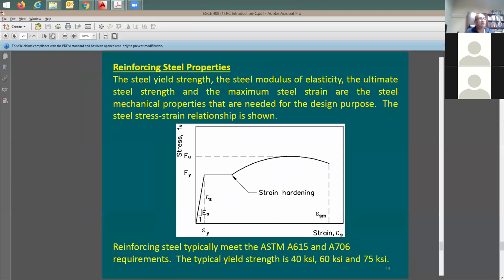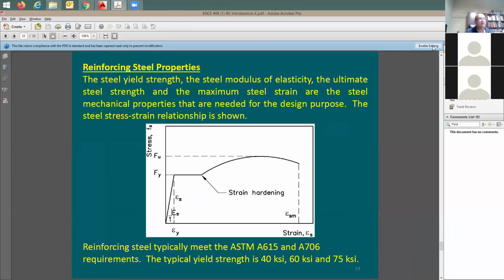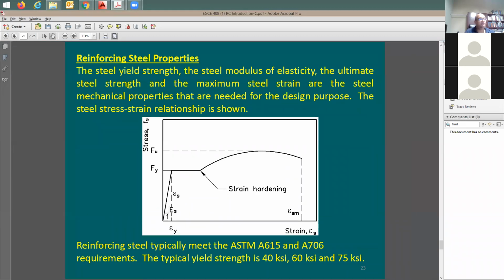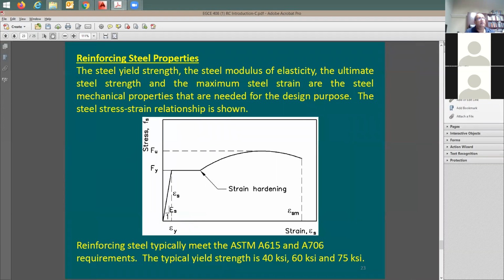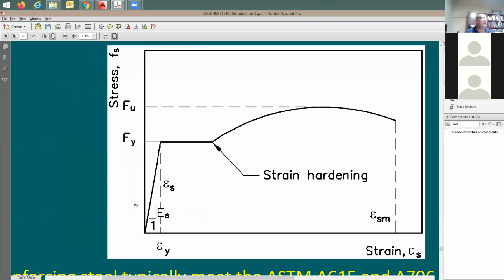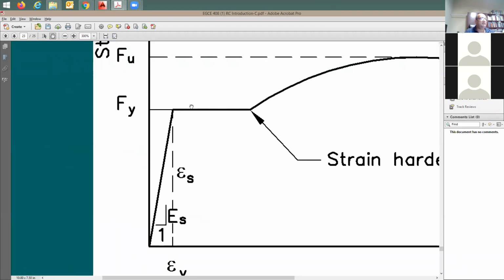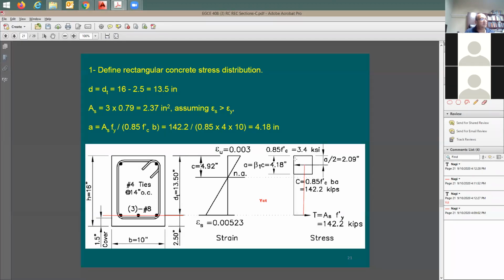in simple words, you have assumed, let me do this to be able to put some notes. So you simply assumed that the strain in the steel is given in this region, and the stress in the steel is going to be equal to F sub Y. But he did not confirm this yet. So what we need to do here, we need to confirm the strain in the steel.